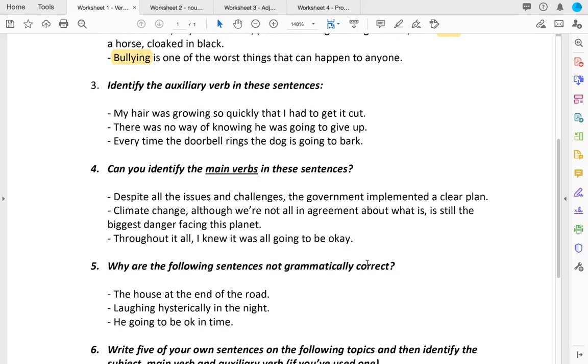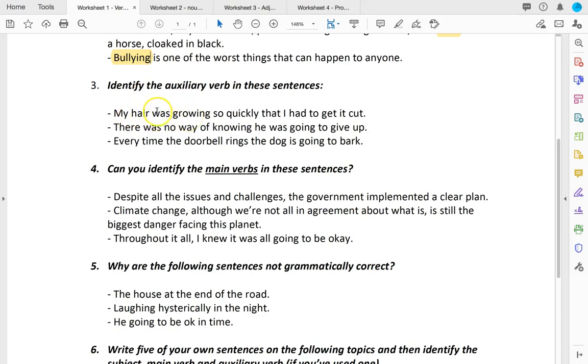Number 3, identify the auxiliary verbs in these sentences. So we know that an auxiliary verb helps and supports a main verb in a sentence. We know that they are usually words like was, is, am. So in this first one, my hair was growing so quickly that I had to get it cut. The main verb here is growing. That's what the hair is doing. The hair is the subject, growing is the main verb.